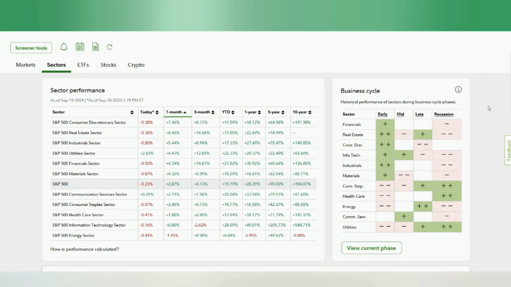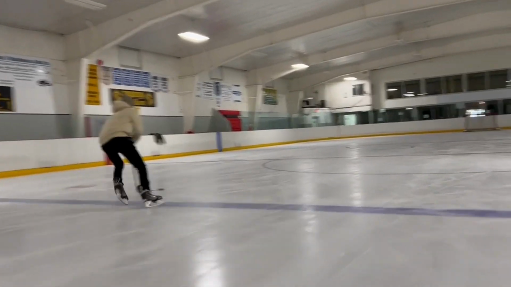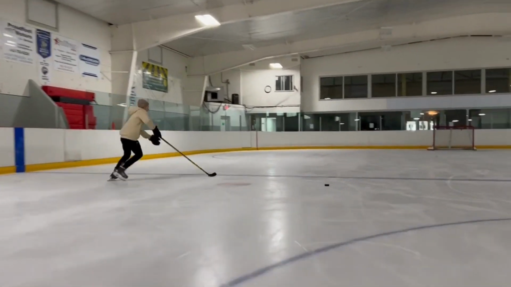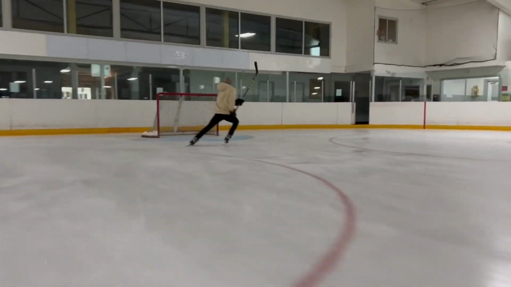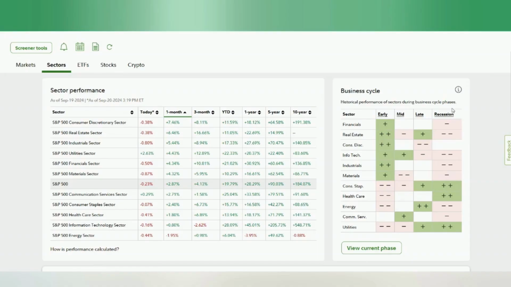So what I think is interesting about this, and what I'm trying to point out, is that the typical performance of the late stage sectors is starting to play out in the last few months. And so if you're into ice hockey, you might think about where is the puck going instead of where it's been. And so if we're heading into a recessionary phase, whether that be deep or a soft landing, we will expect to see consumer staples, healthcare, and utilities doing well in a time frame like this.